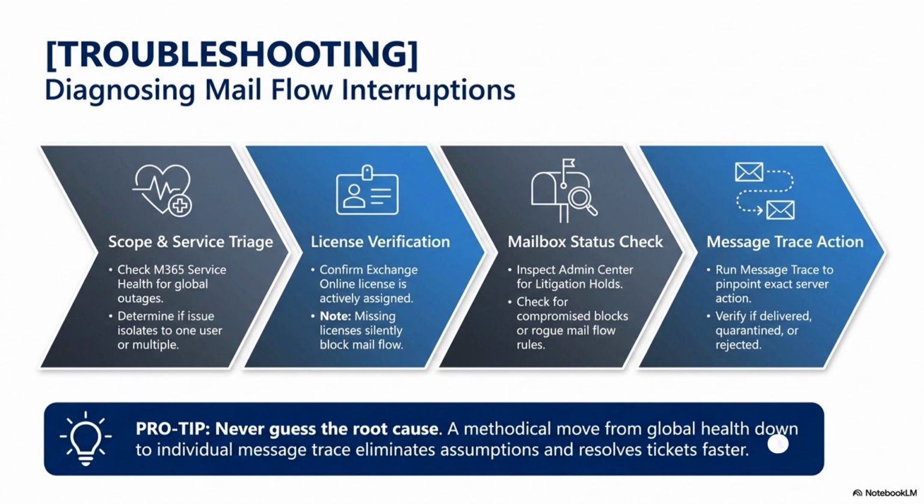Step 4 is message trace action. This is where you run a message trace to see the exact path of that email. It tells you if the message was delivered, quarantined or rejected. Never guess the root cause, always move step by step from the big picture down to the individual message. This approach saves time and closes tickets faster.